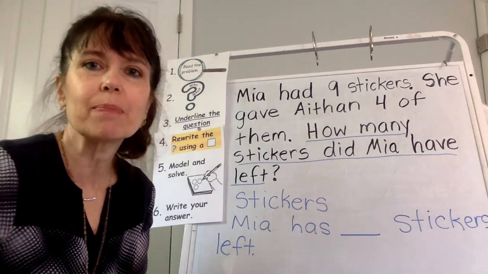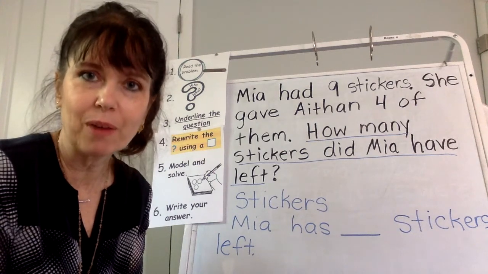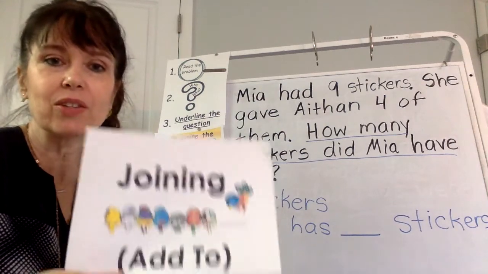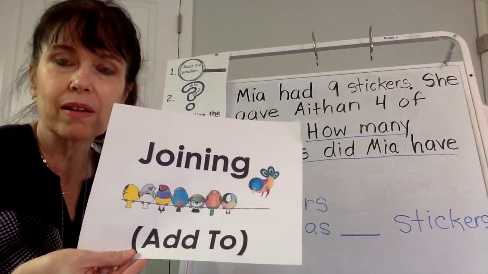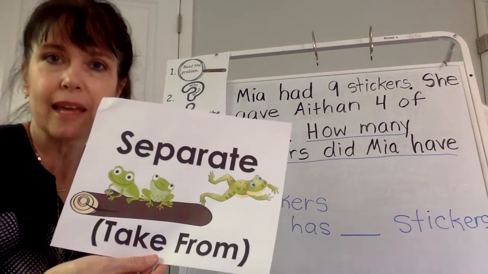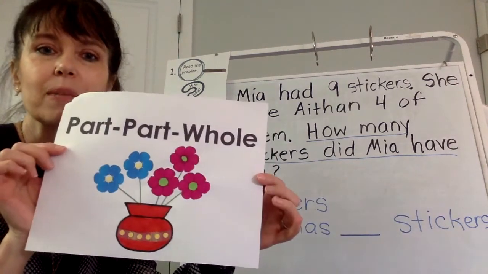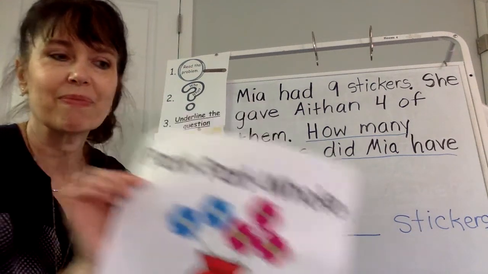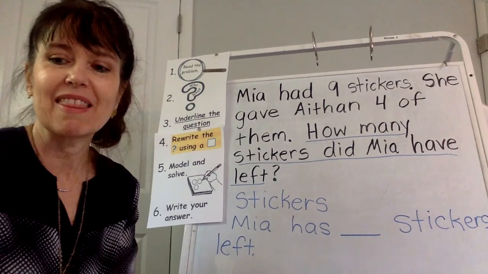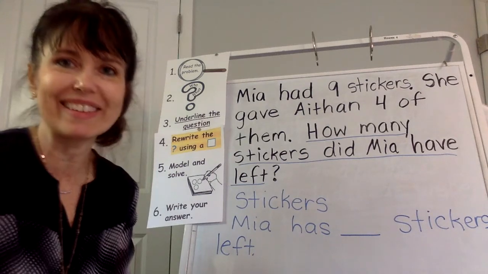Before we go to step number 5, which is model and solve the problem, I want you to think about it. What kind of problem do you think this was? Do you think it was a joining, add to problem? Did something come along and was added to the original set? Do you think it was a separate, take from? Did something go away? Or do you think it was a part, whole problem? All right, I am going to let you pause the video, think about it just a minute, and when you're ready, just go ahead and press the play, which is the triangle.